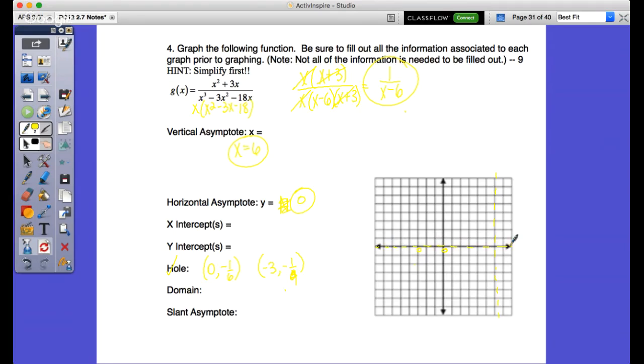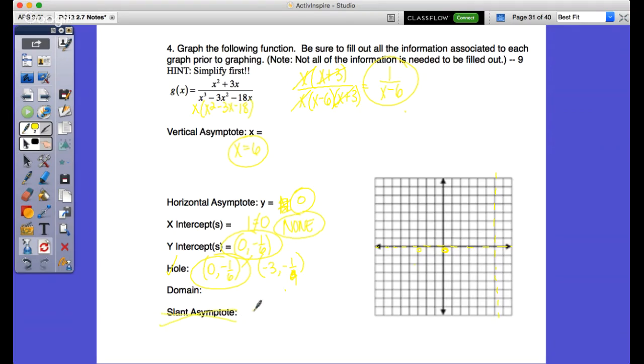X-intercepts: plug the top, set it equal to 0. So 1 equals 0, well, that doesn't exist, so we would just say none. And y-intercept, plug the 0 in for x to get -1/6. That would be the y-intercept, which is the same thing as this hole. Notice that these two are the same. But because it's a hole, we're going to just go with the hole, although it touches at the y, it doesn't really because of the hole that's there.